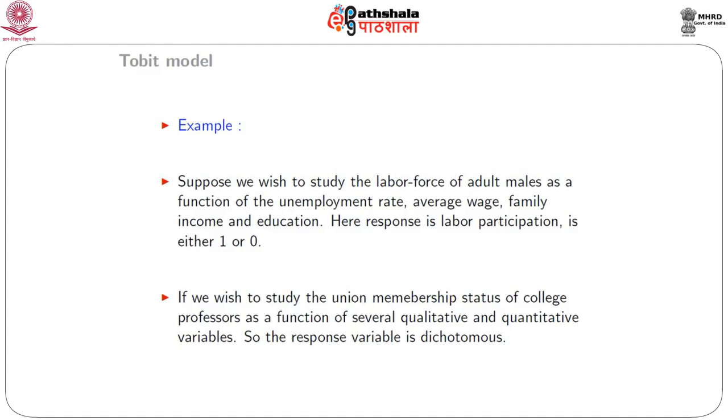Another example could be that we wish to study membership status of college professors as a function of several qualitative and quantitative predictors. So, a college professor can either be a member of a union, which will denote the value 1, and can be not a member of a union, which will be denoted by 0. So, our predictor variables are the continuous variables. However, the dependent variable here takes the value 0 and 1 and is dichotomous.